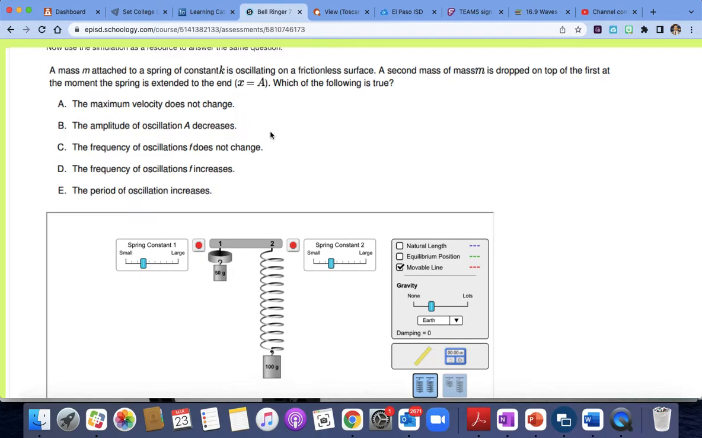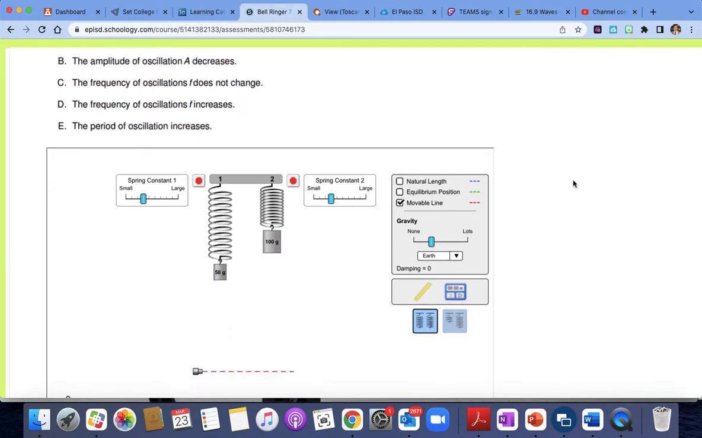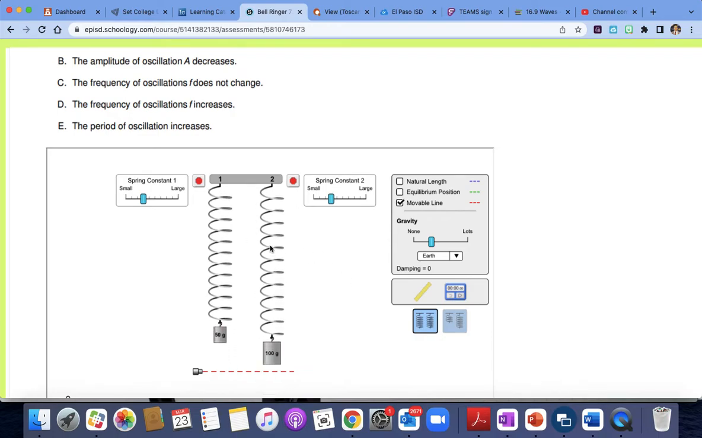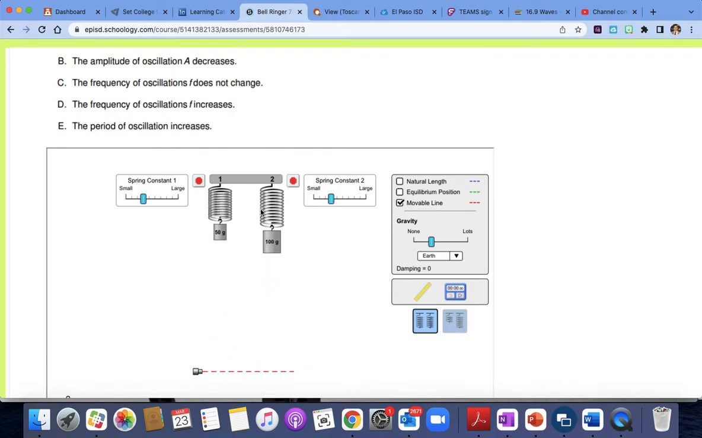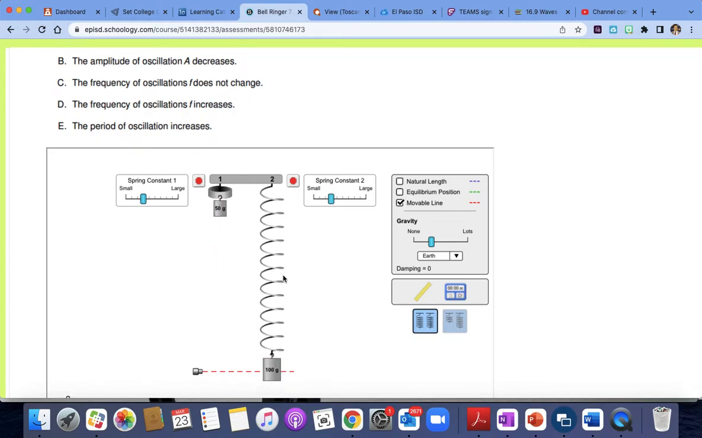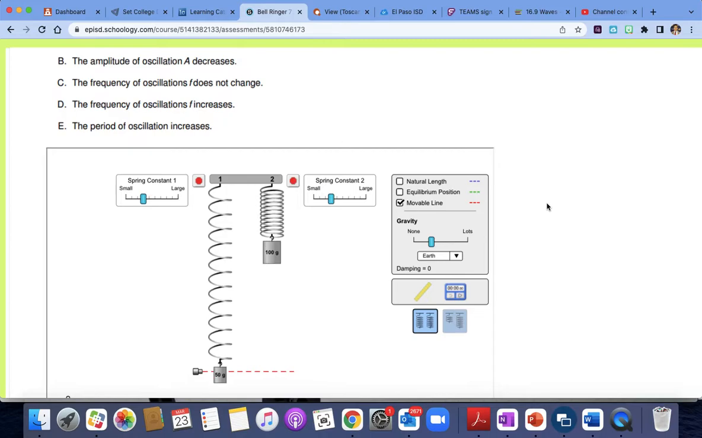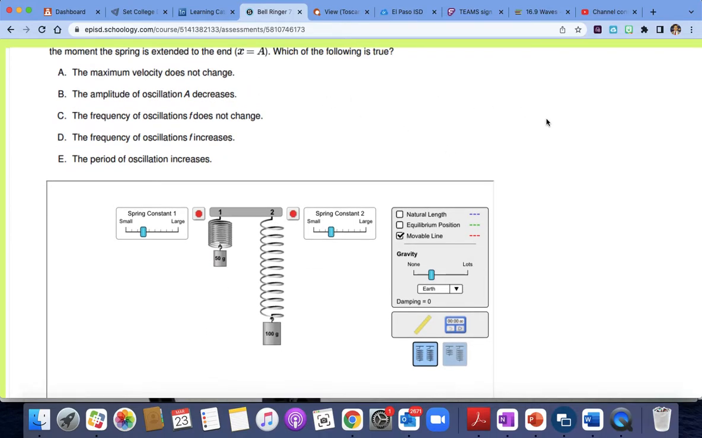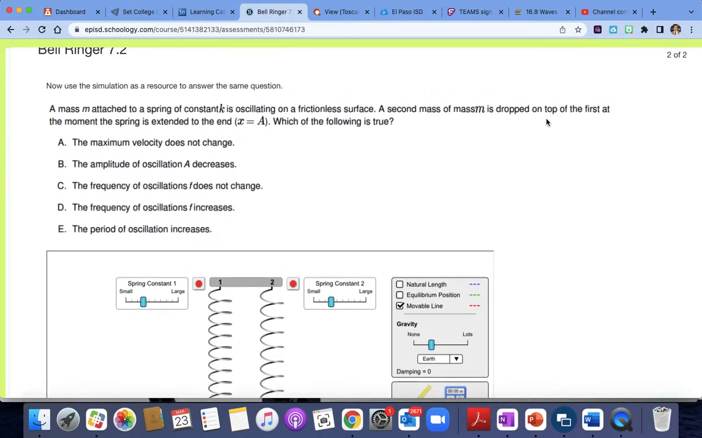D, the frequency of oscillations increases. And E, the period of oscillation increases. Okay. So since we have two different springs, that's why it looks like the amplitude is decreased. But that's because we're using two different springs. If we're using the same spring, the amplitude would remain the same because it was a frictionless surface.